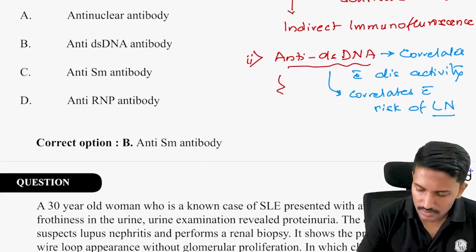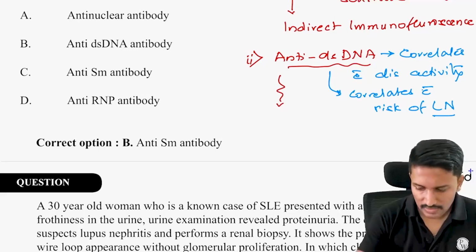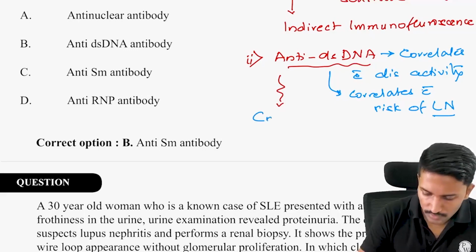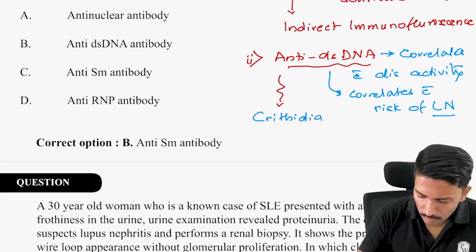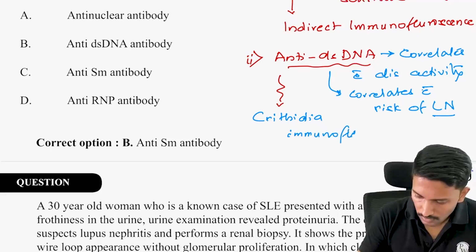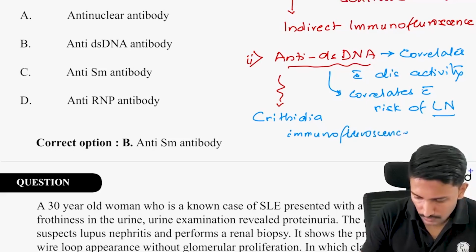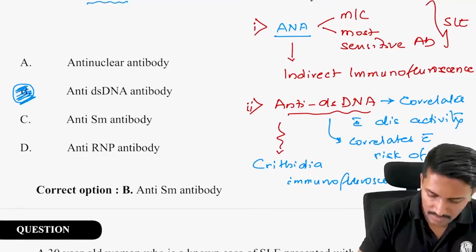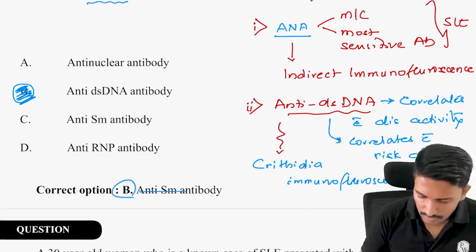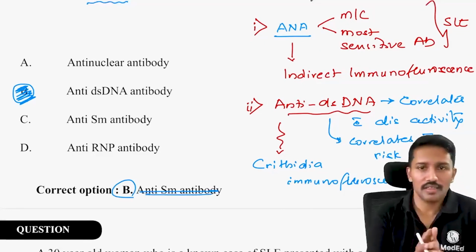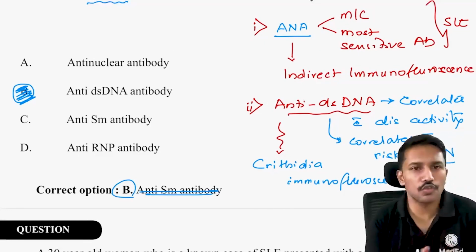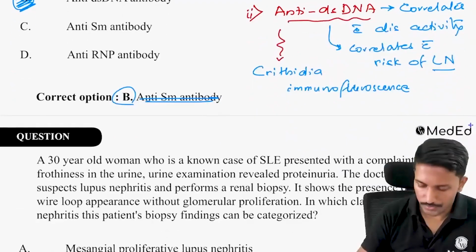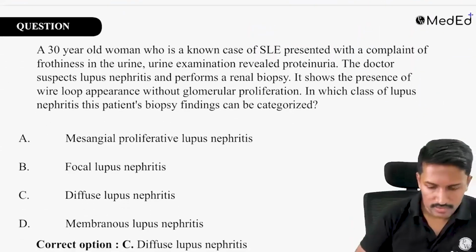The method used for assessing the anti-dsDNA titers is what we call Crithidia immunofluorescence. So the correct answer here would be option B, anti-dsDNA. Okay, option B is right. There is a small typo, do correct it. It is the Crithidia immunofluorescence which is used for anti-dsDNA titers. Okay. Now what we had as a next question.